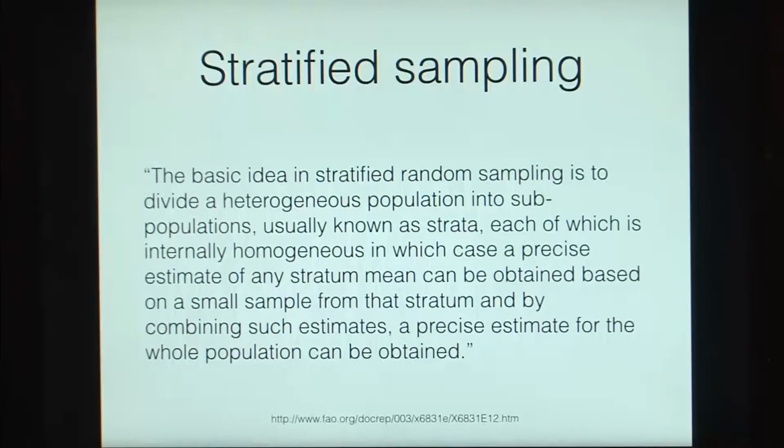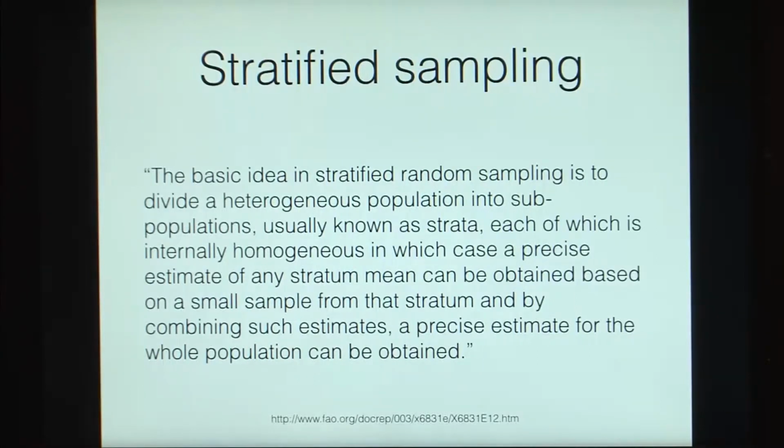Another sampling method is called a stratified sampling. So, in the case of a stratified sampling, the basic idea is to divide a heterogeneous population into subpopulations known as strata, each of which is internally homogeneous, in which case a precise estimate of any stratum mean can be obtained based on a small sample from that stratum, and by combining such estimates a precise estimate for the whole population can be obtained. So, what are we doing in the case of a stratified sampling?